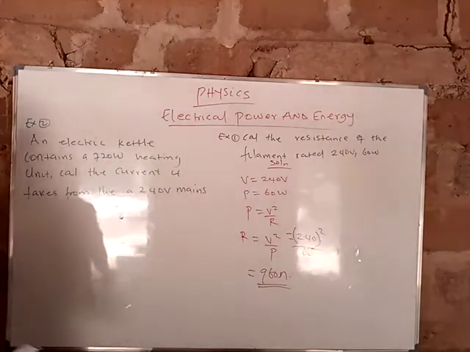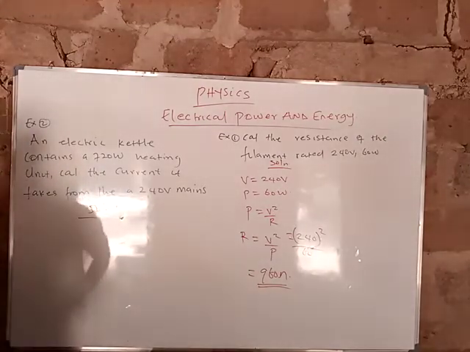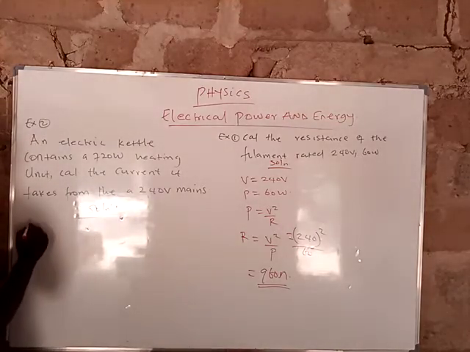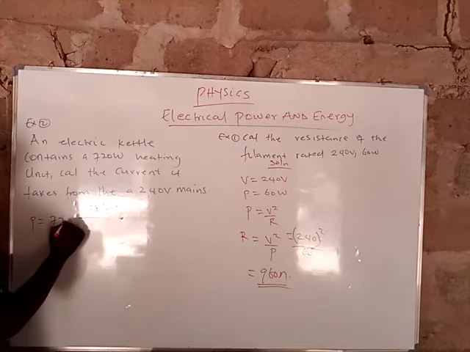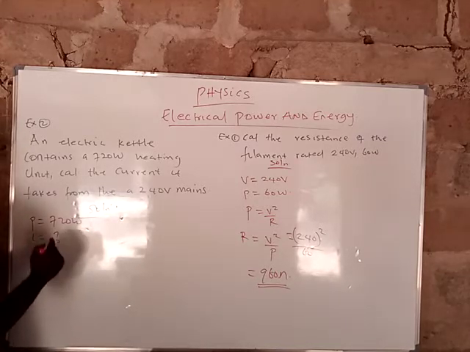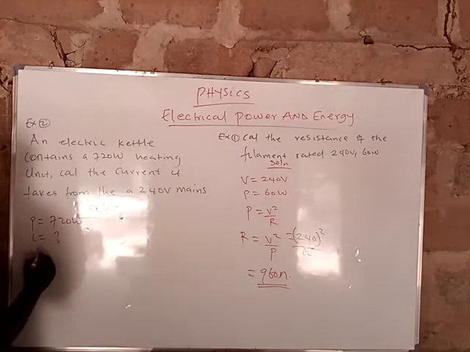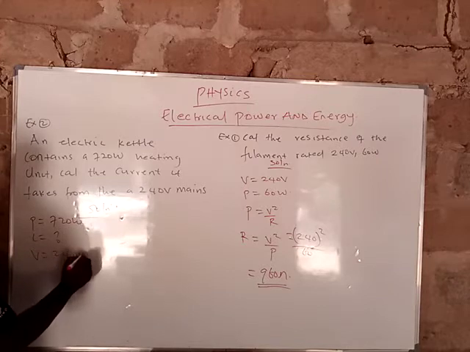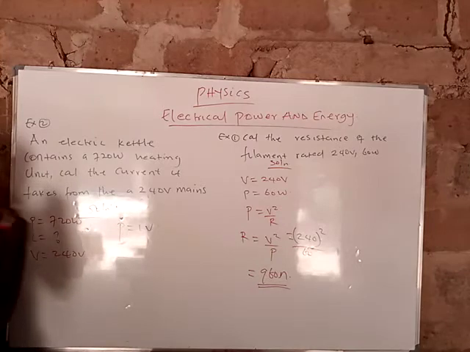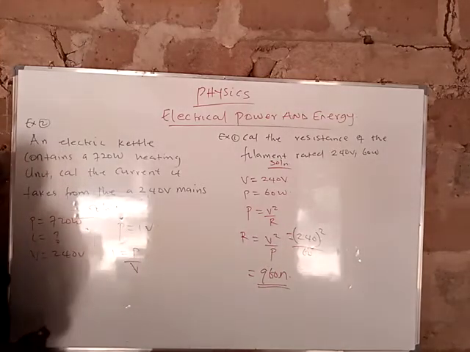The next thing that is happening here: an electric kettle contains a 720 watts heating unit. Calculate the current. So the power is 720 watts. They want us to calculate the current it takes from a 240 volt mains. So the voltage is what? 240 volts. So remember that power is IV. So therefore, current is power divided by voltage.